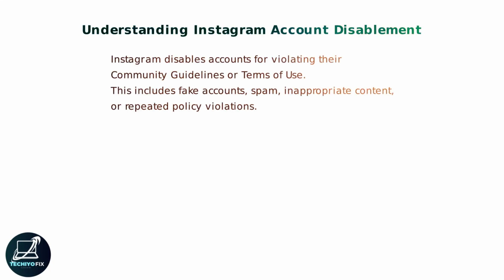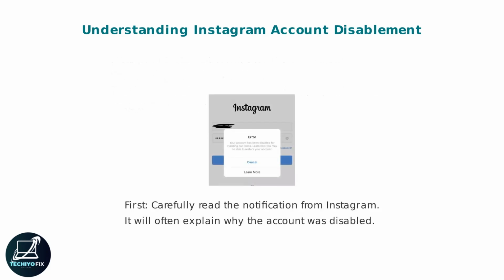Instagram disables accounts for violating their community guidelines or terms of use. This includes things like fake accounts, spam, inappropriate content, or repeated policy violations. If your account was disabled, the first thing to do is carefully read the notification from Instagram. It will often explain why the account was disabled.